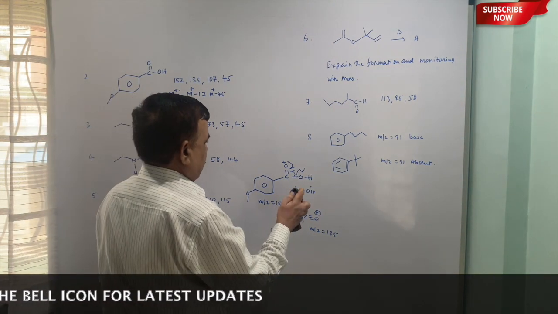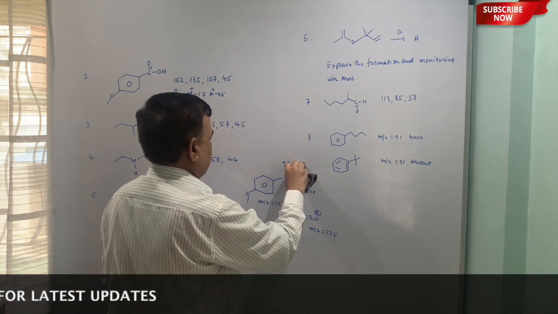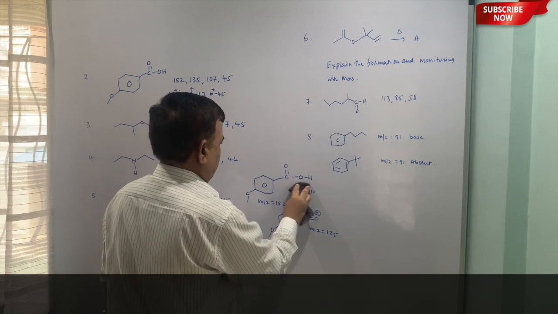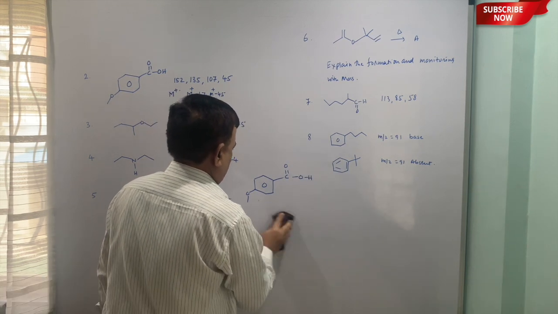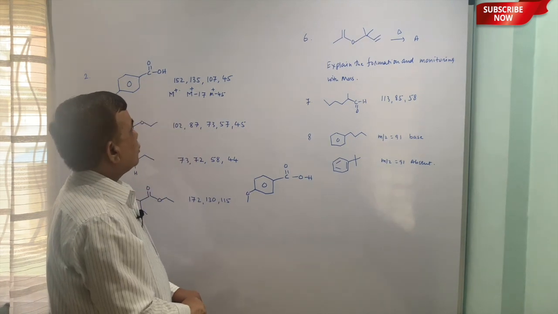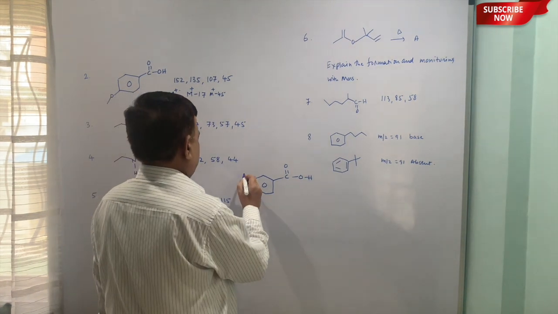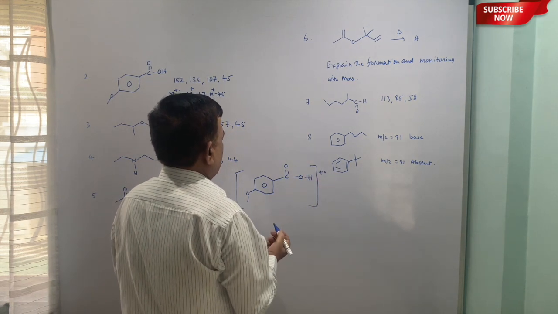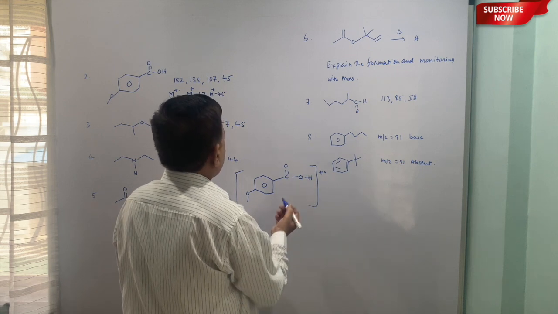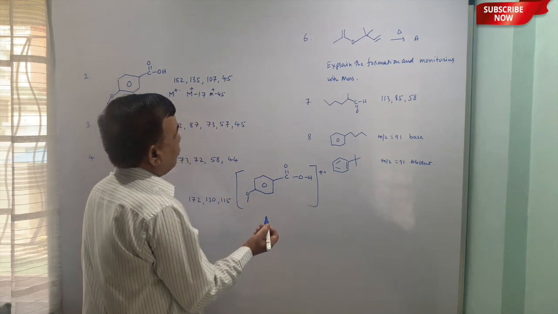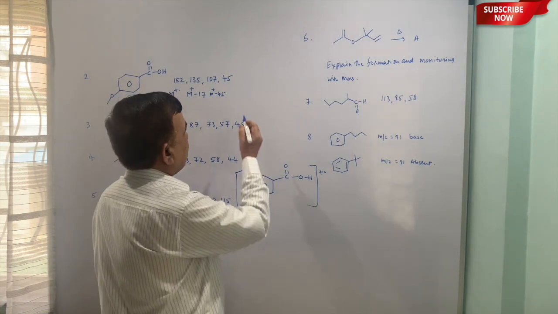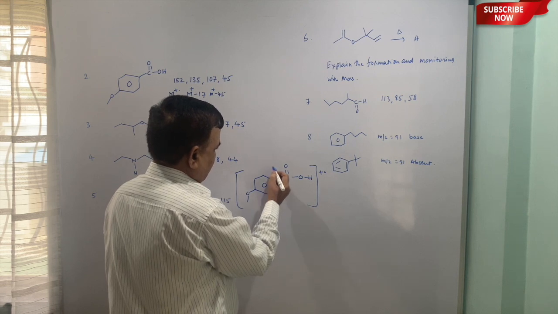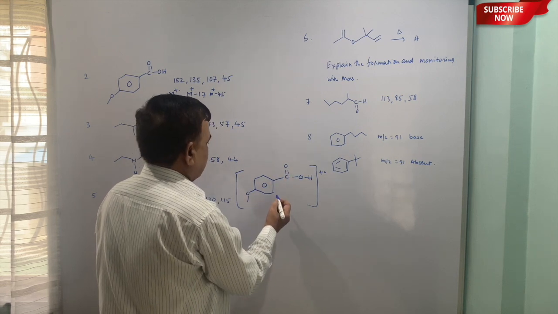The second thing is the loss of COOH. To show that, you can use the square bracket and put radical cation, or simply you have to lose this COOH. So if COOH is going out as a positive ion, then it will give 45 peak, and if this cleaves heterolytically, that will give peak at 107.